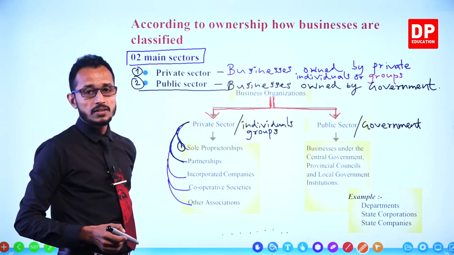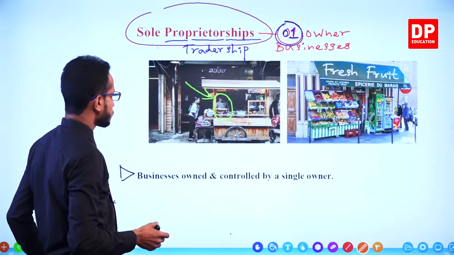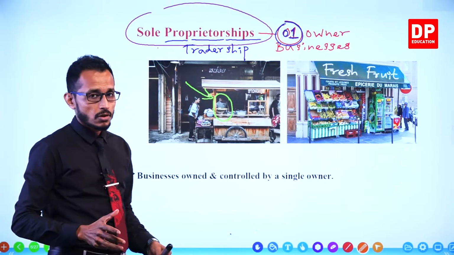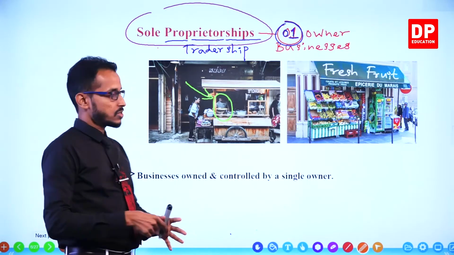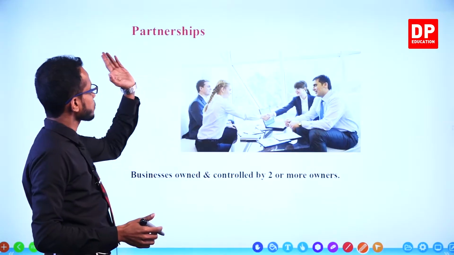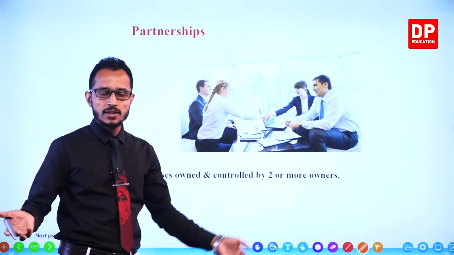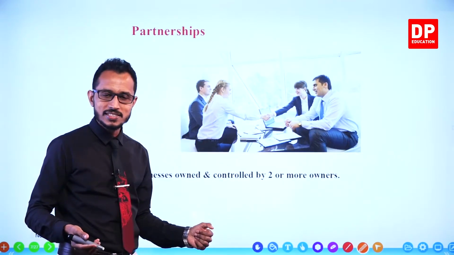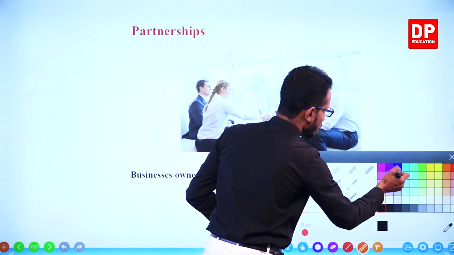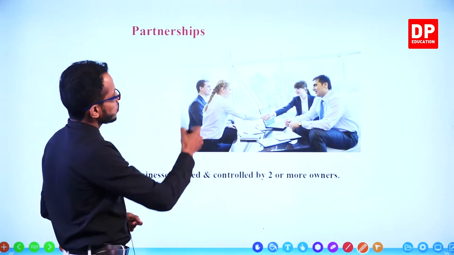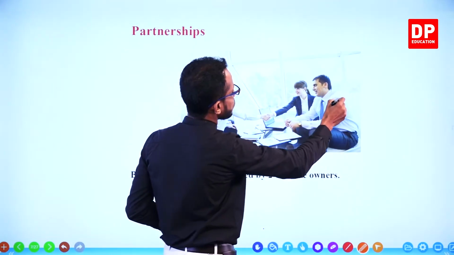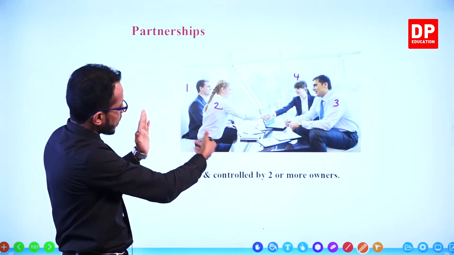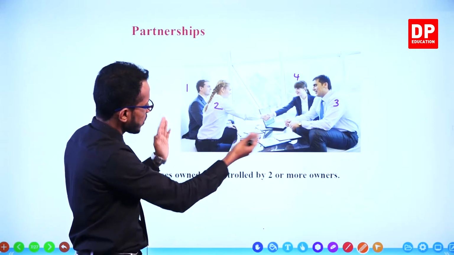Second, we have partnerships. Again, just to give you an idea, right? I'm not going to go into detail, just a simple picture of what sort of organizations partnerships are. You see the picture, right? I don't even have to explain. How many people do you see coming to an agreement? More than one. Now you see 1, 2, 3, 4 people. It clearly looks like they are coming to an agreement. They are having a business conversation, right?